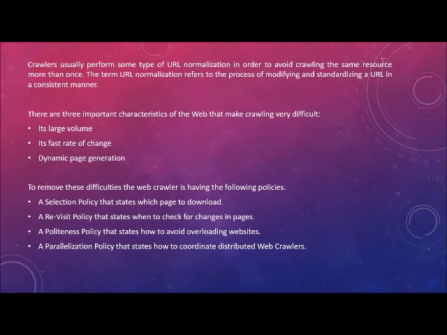Crawlers usually perform some type of URL normalization in order to avoid crawling the same pages again and again. The term URL normalization here refers to the process of modifying and standardizing URLs.